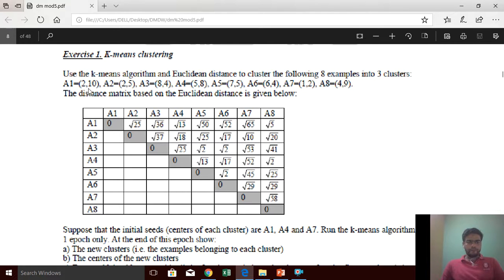Okay, so A1 equal to 2 comma 10, A2 is 2 comma 5, A3 is 8 comma 4, A4 is 5 comma 8, A5 is 7 comma 5, A6 is 6 comma 4, A7 is equal to 1 comma 2, and A8 is 4 comma 9. The distance matrix based on the Euclidean distance is already given.